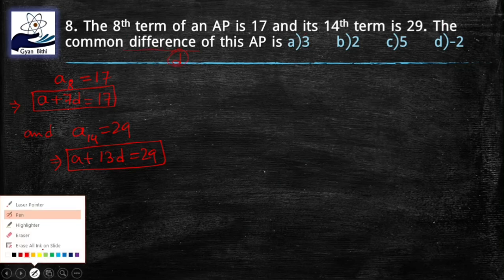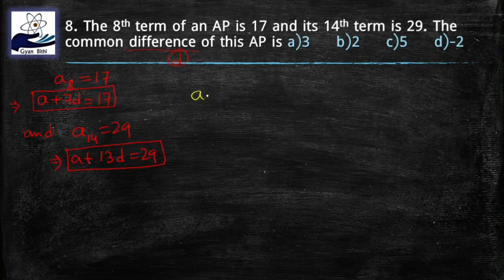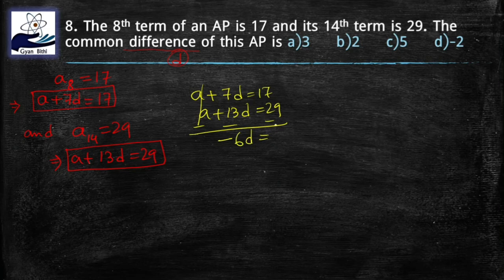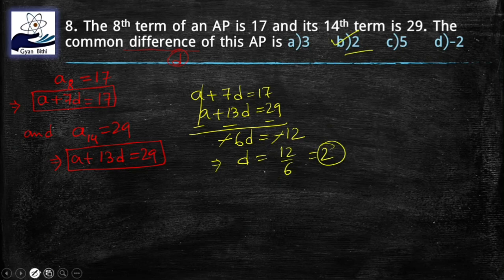So I'm going to find D now. A plus 7D is equal to 17 and A plus 13D is equal to 29. Just subtract them. A cancels, 7D minus 13D is minus 6D, equal to 17 minus 29, which gives you minus 12. Minus minus cancels, so D is equal to 12 by 6, meaning 2. The value of D is 2. Option B is your correct answer.